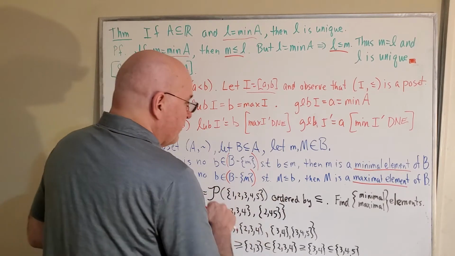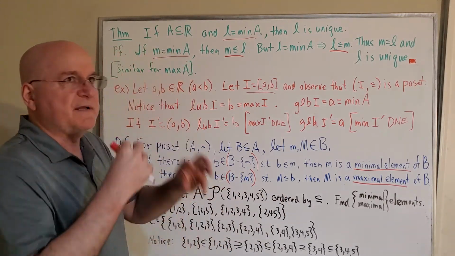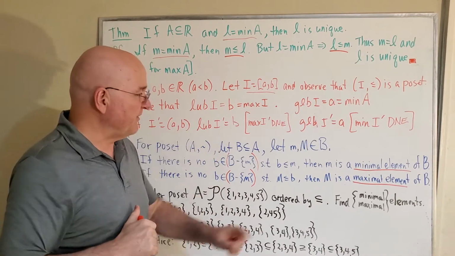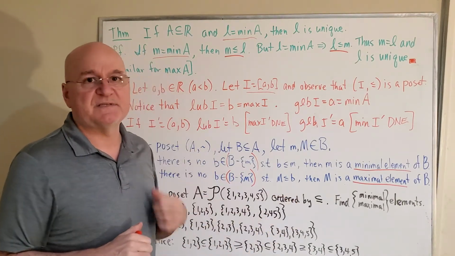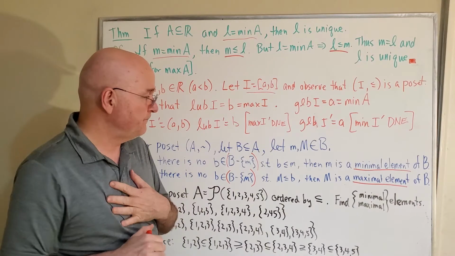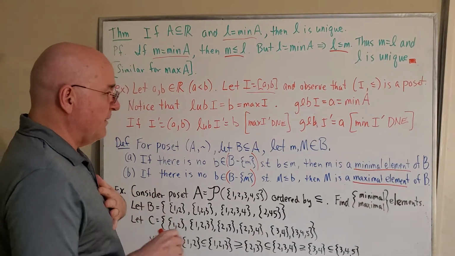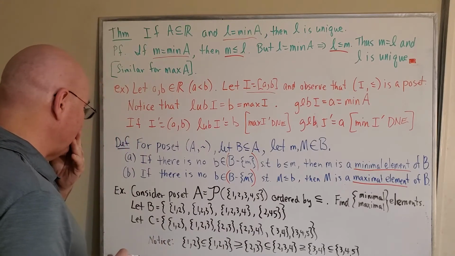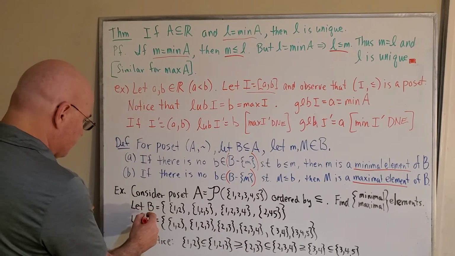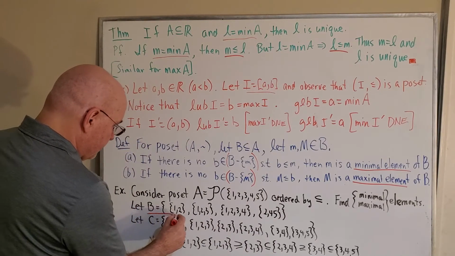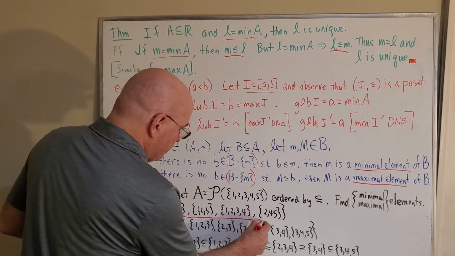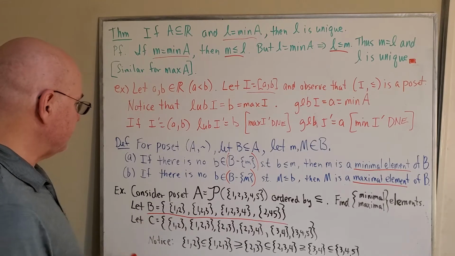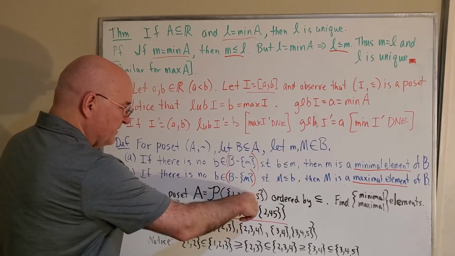Okay, what's the ordering we're going to use? We're talking about sets, so we're not going to say less than or equal. A set is not less than or equal to another, but you can say a subset of each other. And we want to find the minimal elements and the maximal elements. So let's look at B first, the set capital B. It contains 4 sets. They're all subsets of {1, 2, 3, 4, 5}.